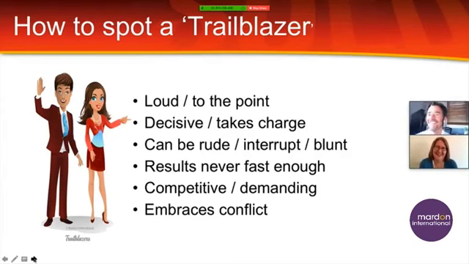Yeah. So trailblazers, very loud and really to the point. They're very decisive. They take charge. They can be rude, interrupt. You've probably seen Perry try it already a couple of times. Very blunt. They're never getting the results fast enough. They want things done yesterday. They're very demanding and can be quite competitive in wanting to achieve things and get there first. And they have no issue with conflict. They're there for the fight. They'll embrace conflict and probably get a real kick out of it.